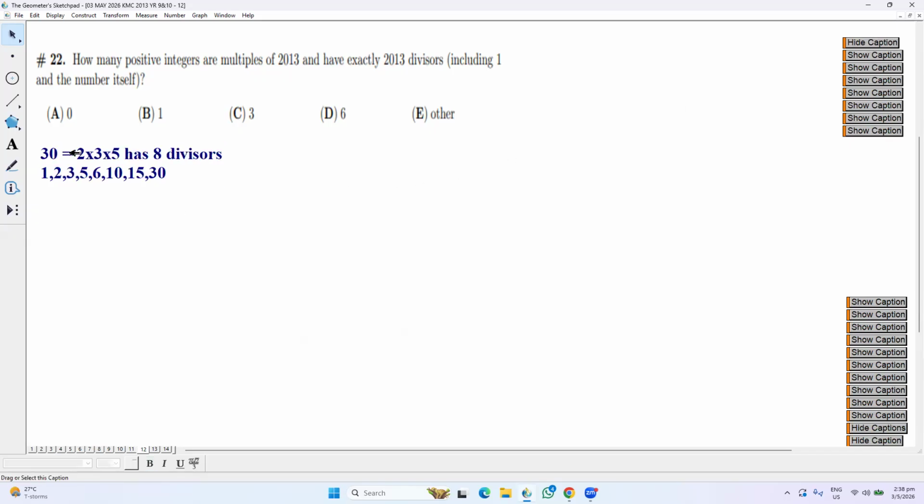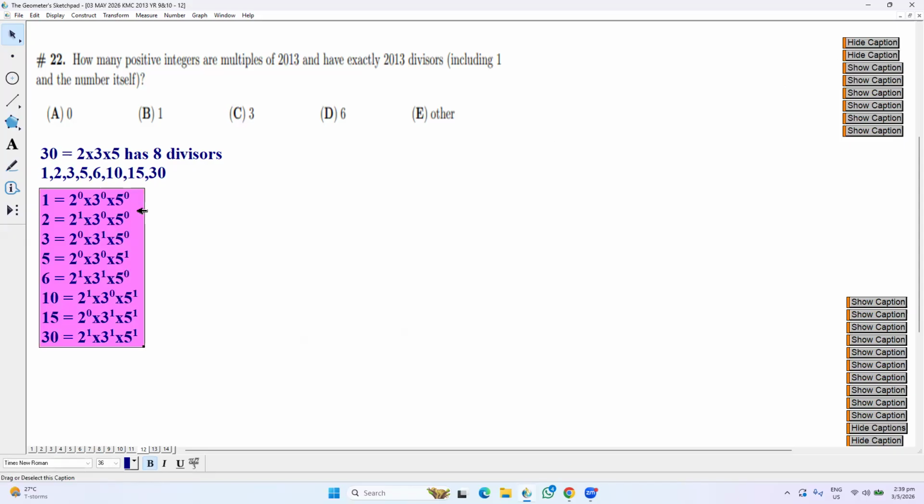Take 30. 30 is 2 times 3 times 5. It has 8 divisors. We can easily write down 1, 2, 3, 5, 6 is 2 times 3, 10 is 2 times 5, 15 is 3 times 5, then 30. 1 and itself included. So we want to find the general principle.